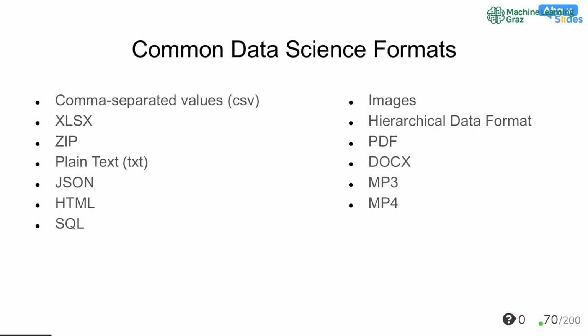I think the most common is the CSV format, so-called comma-separated values. Then you have your Excel files, plain text, JSON, HTML, SQL, images. If you work in computer vision, you work with images, and there are a lot of different image formats. And the same with music. If you work with sound, you probably know that there are a lot of different formats.